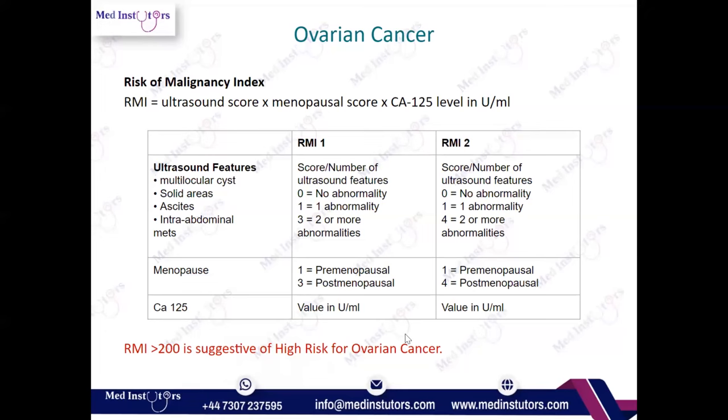That's it. A score more than 200 is suggestive of high risk for ovarian cancer. Some books say it is more than 250. However, just remember the range. It is classically more than 200, or it could be more than 250. In both cases, the higher the score, the higher the risk for ovarian cancer. This is RMI scoring.